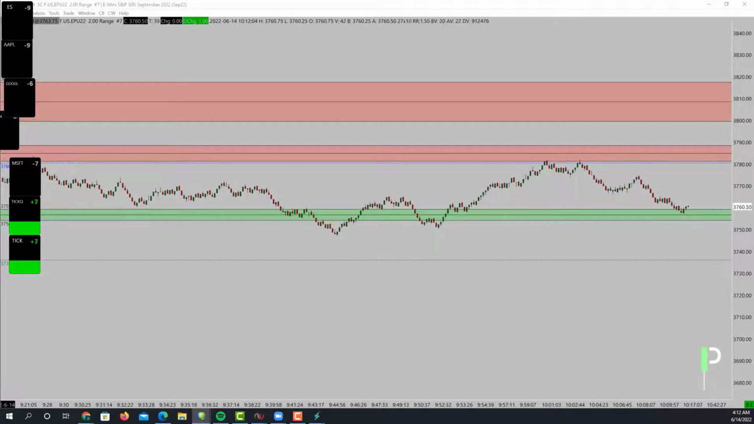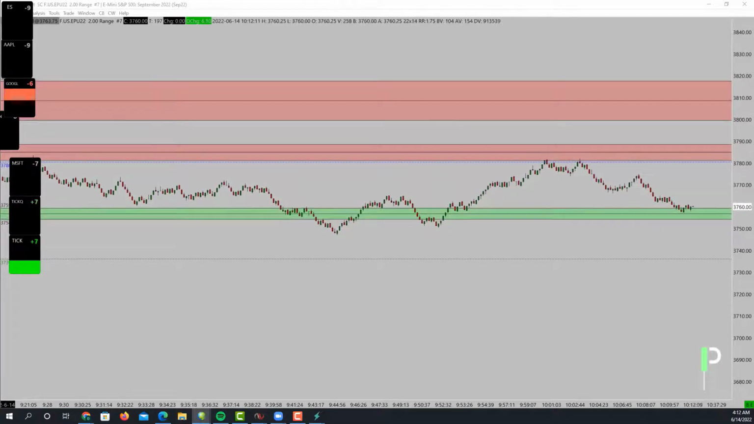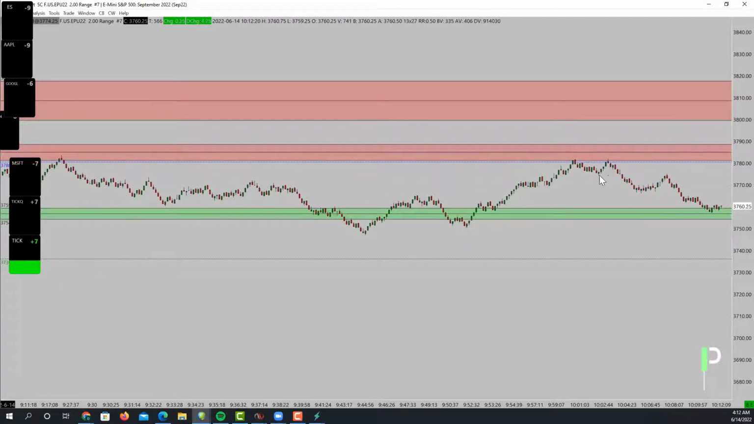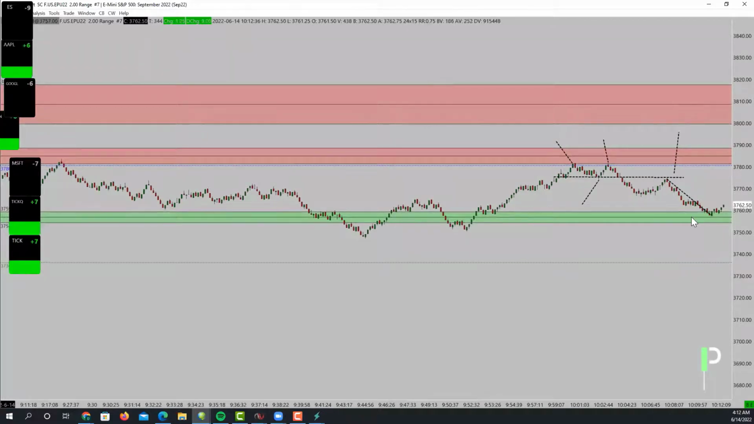I don't care too much about the entry, as long as it's around my area. But if it's too far off, or if I see something like this where I see a nice pullback, say for instance I miss this double top here right off this area, shoot, let me just point to these, then I'll look for a nice pullback right against this neck, and then continuation, you know what I mean?